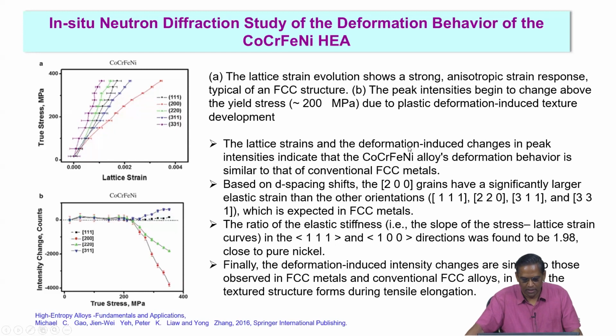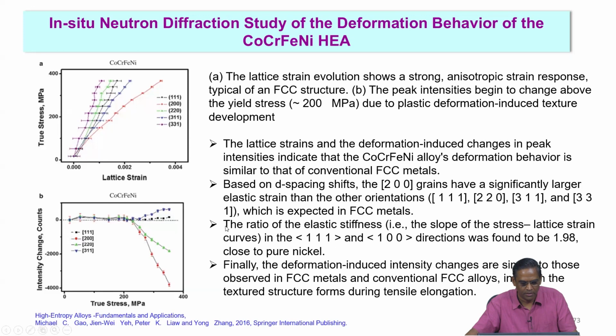So, the lattice strains and the deformation induced changes in the peak intensities indicate that the cobalt chromium iron nickel alloy's deformation behavior is similar to that of conventional FCC metals. Based on the d-spacing shifts, the 200 grains have significantly larger elastic strain than the other orientations. Okay. The other orientations are 111, 220, 311 and 331, which is expected in FCC metals. This is what you said, right? Maybe because of the large shift.